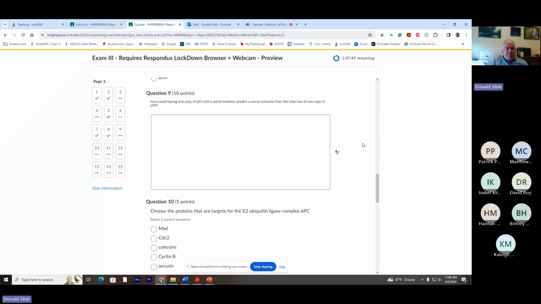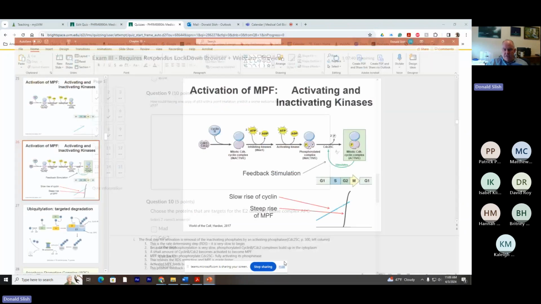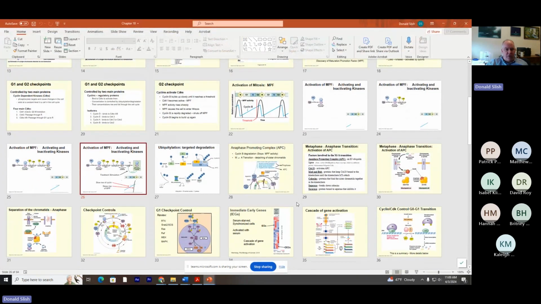How could having one copy of P53 with a point mutation predict a worse outcome than a total loss of one copy? So that again is chapter 10. Well, it's all chapter 10.